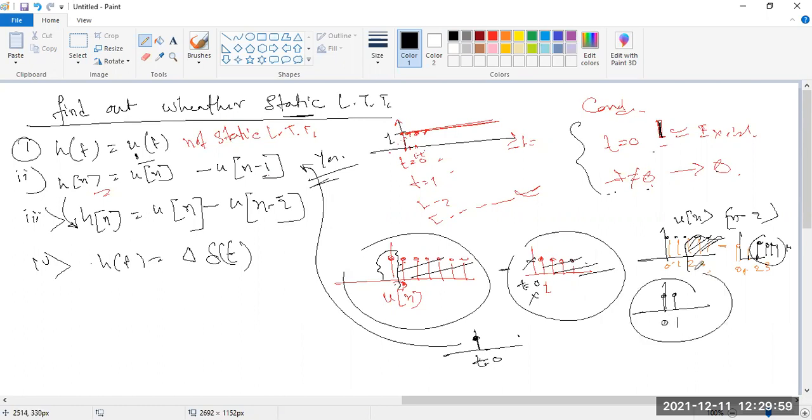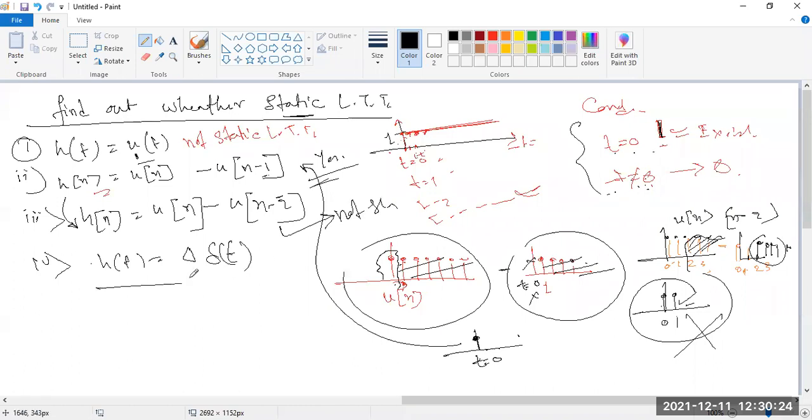So is that a static LTI? A static LTI states that if t equals 0, there is only 1 there, but on the other side, where t is not equal to 0, it should be 0. But at t equal to 1 there is a value. So it is not a static LTI. So this item is not a static LTI.